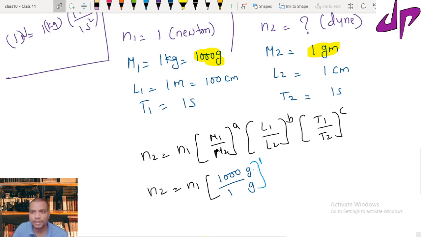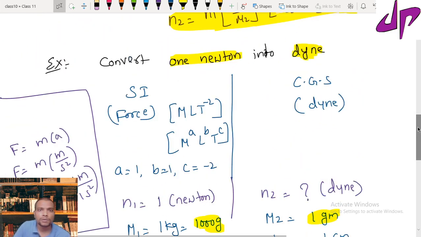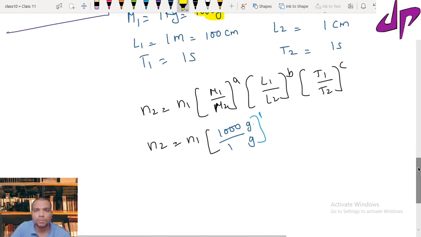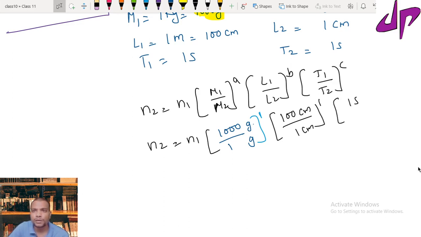Because here we have written the powers: a power 1, b power 1, and c power minus 2. So the whole power 1, and for L1 equal to 100 centimeter upon L2 equal to 1 centimeter whole power 1, and the time 1 second upon 1 second whole power minus 2.